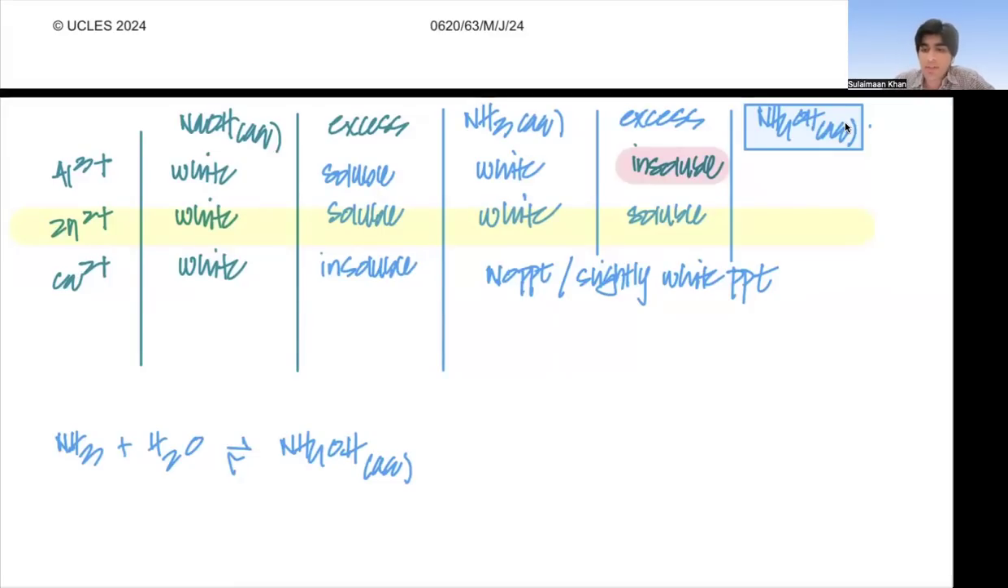Zinc is not a transition metal. Whoever teacher has taught you that is wrong. In A2, you learn this: all the d block elements, transition metals belong to the d block, but not all d block elements are transition elements or transition metals. Please remember this. So they're going to give you white solids and colorless solutions.